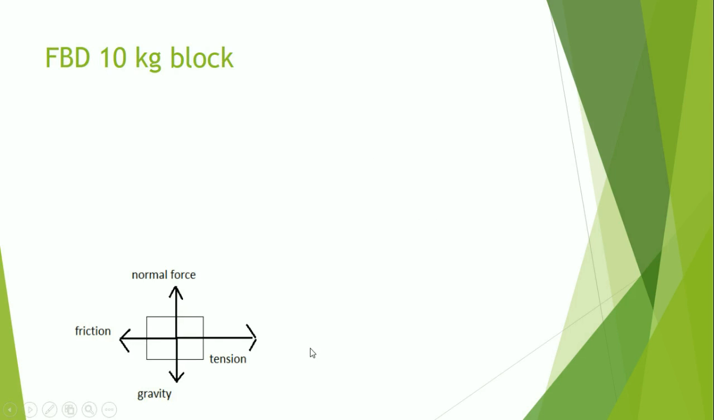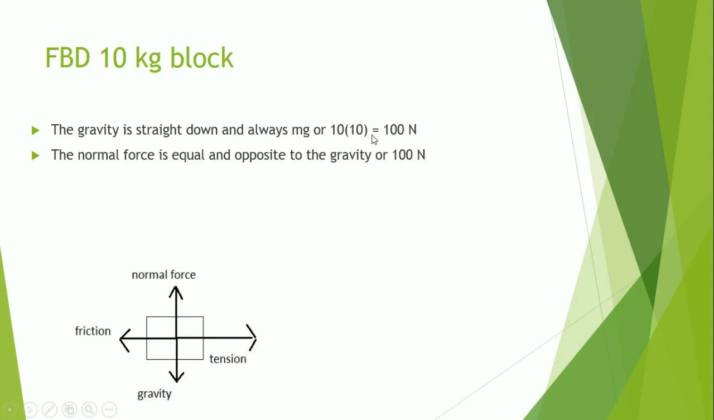So it's sitting there, so there's definitely normal force and gravity, and they're equal. Gravity is straight down and always mass times gravity, or 10 times 10, or 100 newtons. The normal force is equal and opposite because it's sitting on the table. So it's definitely being supported against its weight. So it's also 100 newtons because it's equal and opposite. And this is because of Newton's third law. So be sure to be thinking about Newton's laws and why it is the way it is.